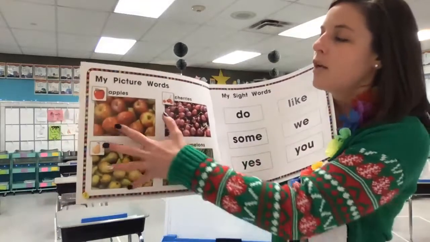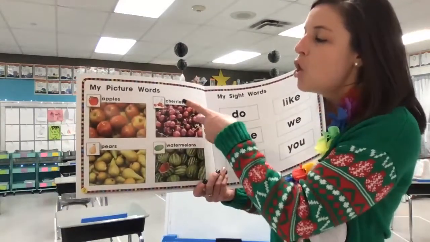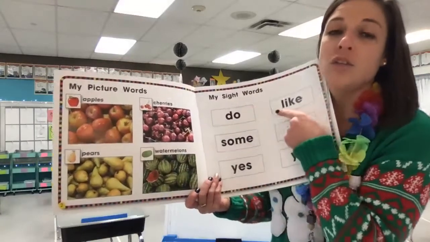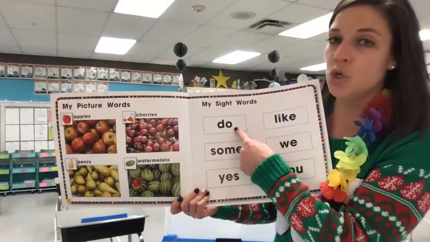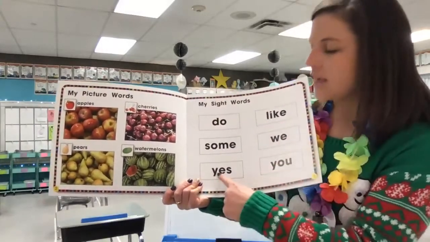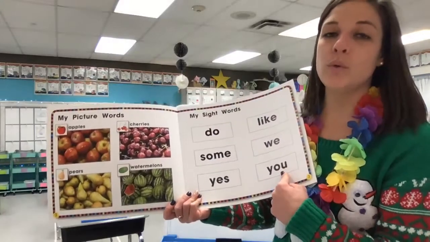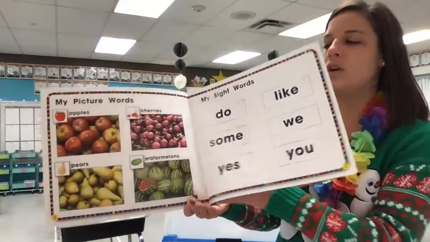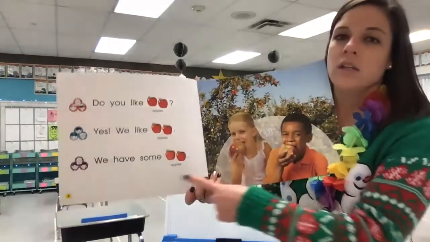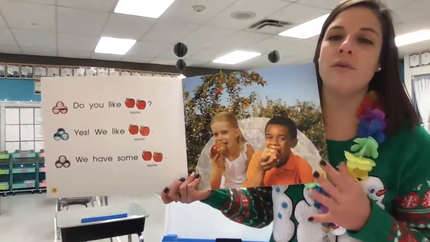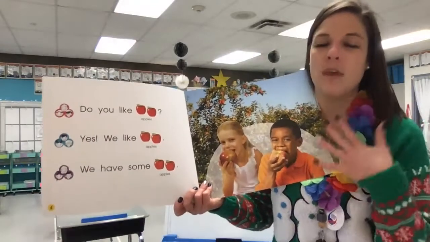Let's start with our picture words. We have apples, cherries, pears, watermelons. Now let's read our popcorn words. Ready? It says do, like, some, we, yes, you. Ooh. So we will see these words, and these will be in our sentences over and over again. All right. So now I'm on pages 4 and 5. This book starts on pages 4 and 5 with the sentences, because it had some vocabulary before.